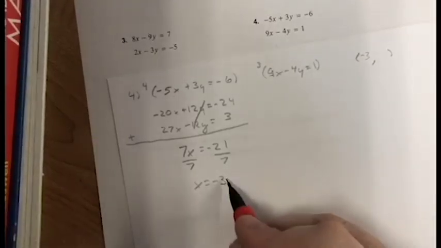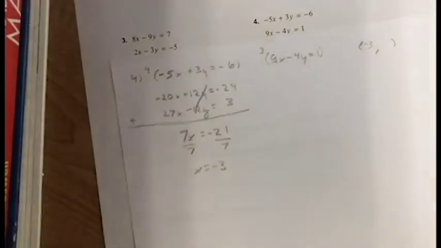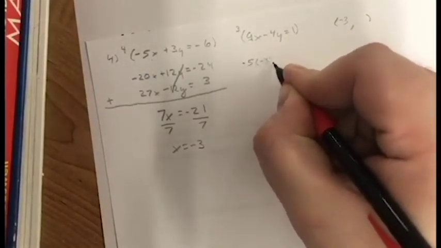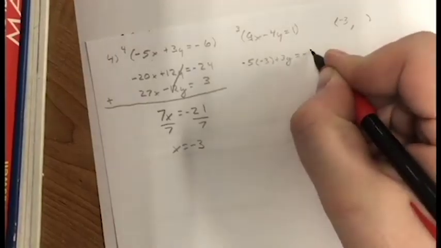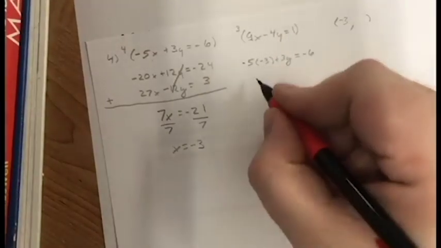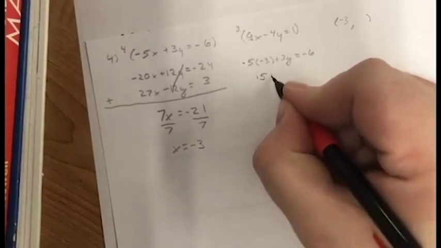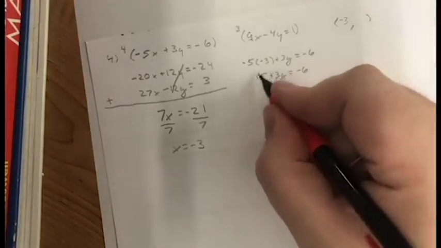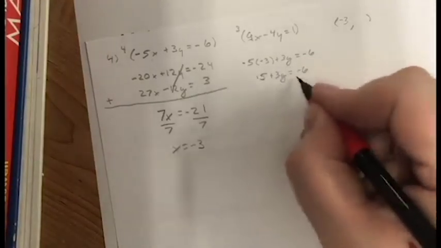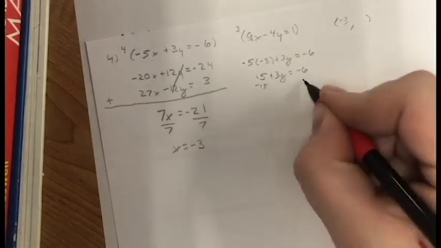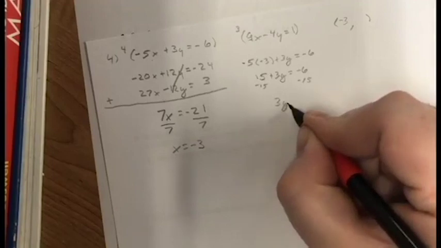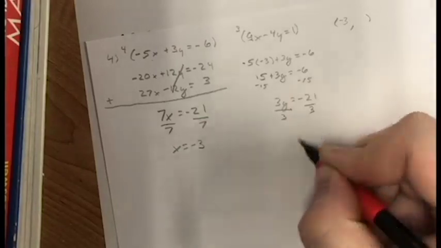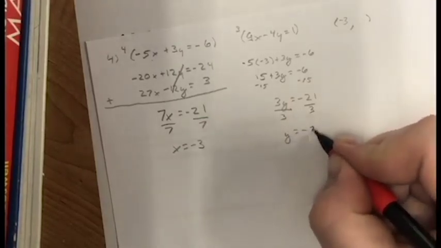Now that I know that, I can plug this negative 3 back into one of the original equations. So I'm going to use this one. Negative 5 times negative 3 plus 3y equals negative 6. Negative 5 times negative 3 gives me a positive 15 plus 3y equals negative 6. We're going to do SADMAP now because we've simplified this expression on this part of the equation. And we're going to subtract 15 from both sides. And I get 3y is equal to negative 21. Now I'm going to divide by 3 on both sides to continue my SADMAP process, and I get that y is equal to negative 7.